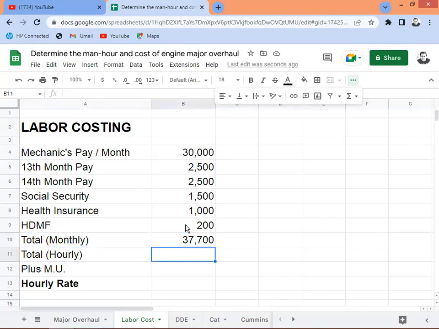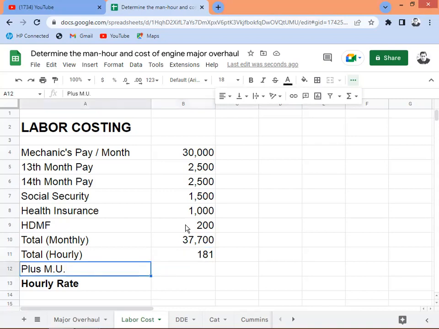So what we're going to do is make it hourly, so that we know how much we're going to charge the customer. We're just going to divide it by 208 hours in 1 month. 1 month, 26 days, multiplied by 8 hours, because 8 hours is the daily working hours. So that would be 181. This is the hourly cost.